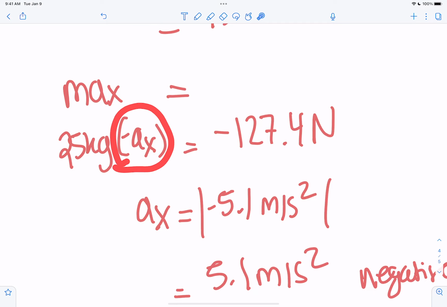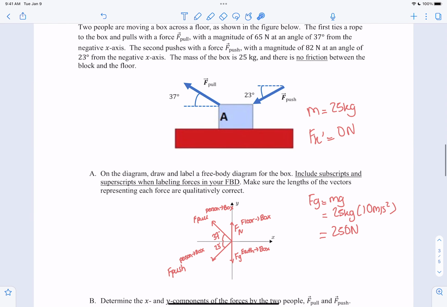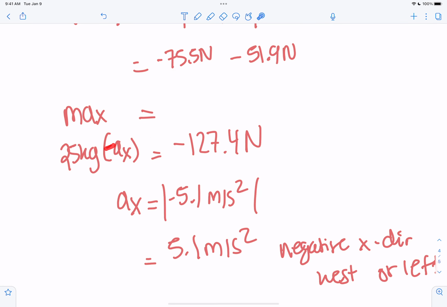And that negative sign comes from your intuition as well, right? Because if the box is moving left, there's a net force left. So that net force has to be negative. Well, the mass is positive, so the only way we're going to get a negative sign is if we throw in a negative sign for our acceleration. So if you have 25 kilograms times negative ax is equal to this negative 127.4, then if we solve things, we're going to get that positive 5.1.